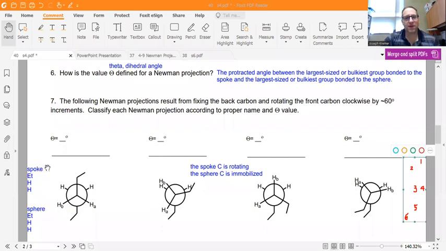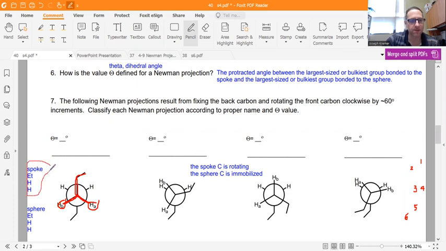So for this conformation, please take a look at the spoke. Do you know where you're looking? I will trace it in red. You're looking at the spoke now. I'm tracing it in red, this spoke. That's called the spoke. And on this spoke, we have an ethyl group, abbreviated Et, a hydrogen, and a hydrogen, Ha and Hb. They're labeled. And the sphere.